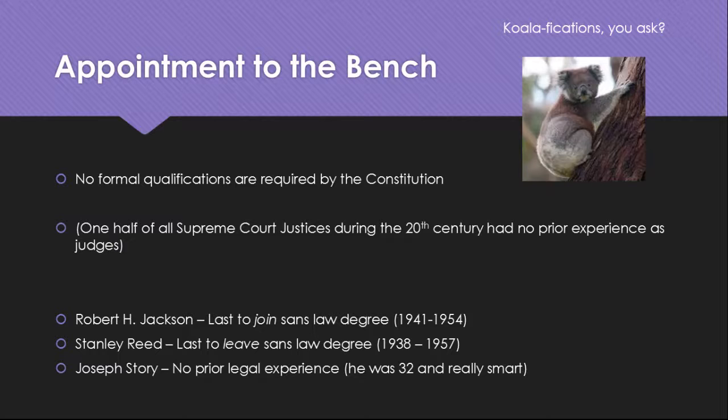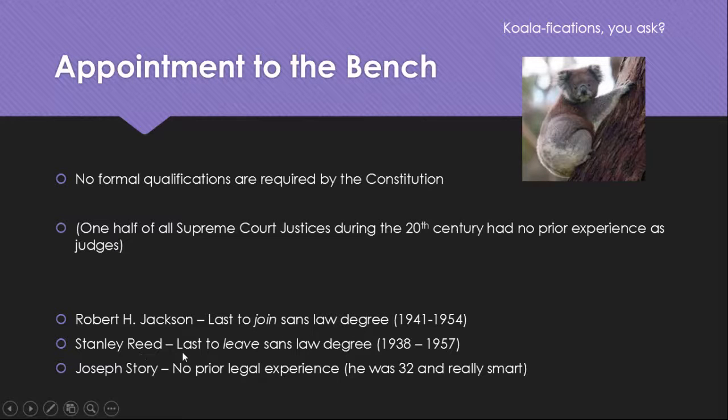One half of all the justices during the 20th century absolutely had no prior experience as judges. Now, that's not to say they didn't have prior experience as attorneys. They might have, but there has been a couple of cases in which they did not have a law degree. Robert Jackson sat from 1941 to 1954, and he didn't have a law degree, although he did pass the bar.